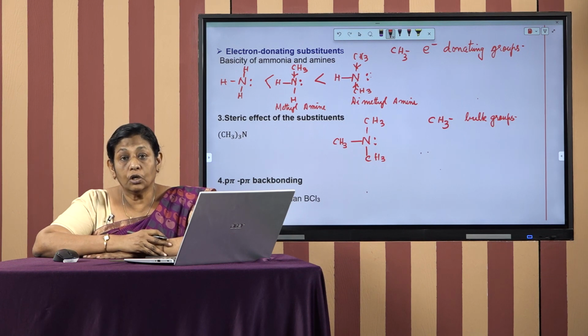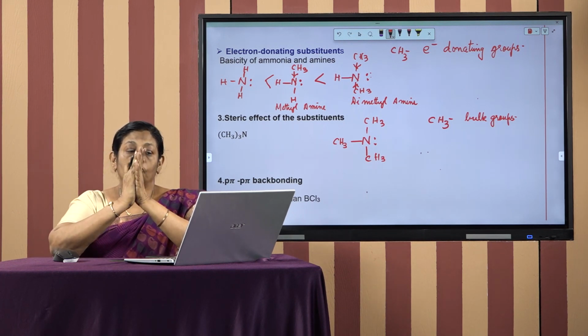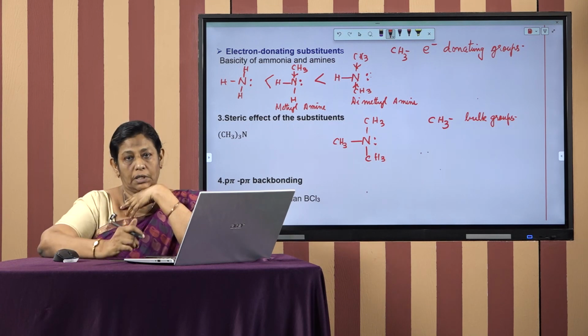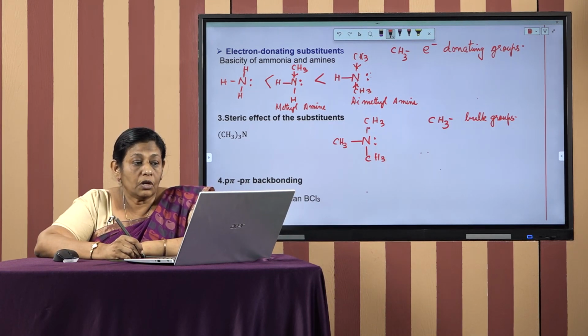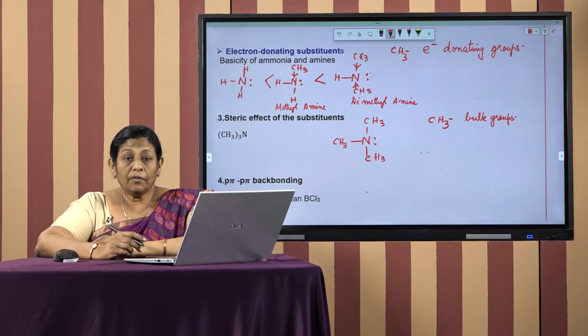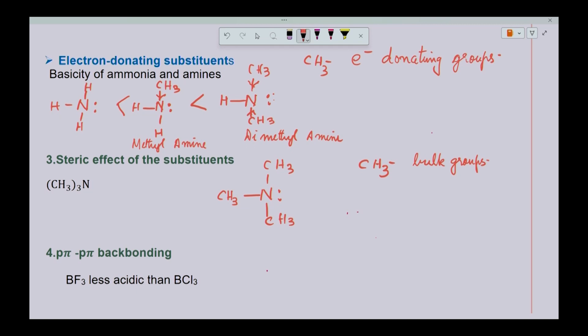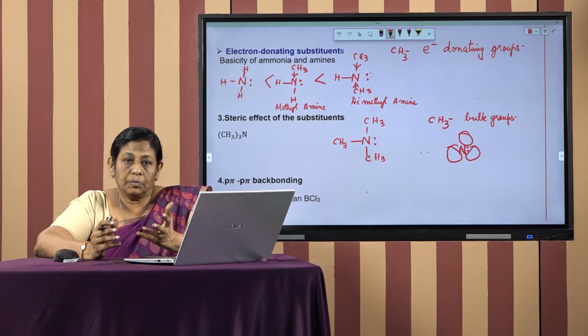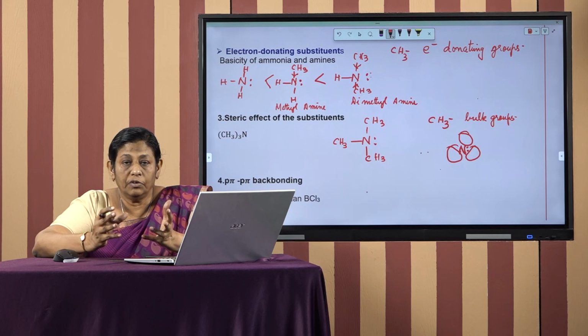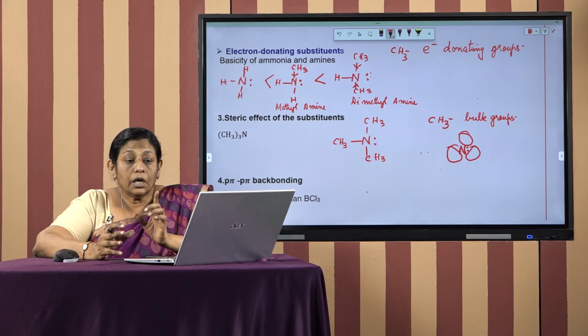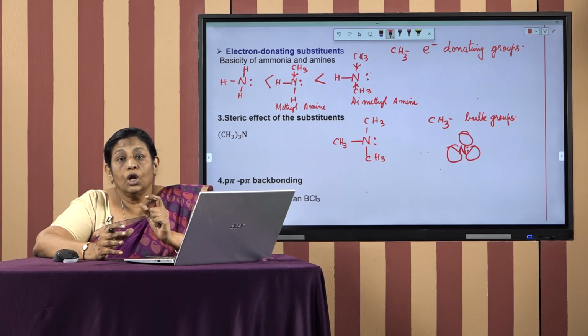They are all bulk groups, meaning they are larger in size, while a hydrogen atom will be small in size. So, in the case of trimethylamine, you have 3 bulk groups attached to nitrogen. Actually, it will be like this: nitrogen surrounded by 3 big groups. Though it has a lone pair, no atom, whether a proton or any other molecule, that comes near it can approach nitrogen's lone pair.